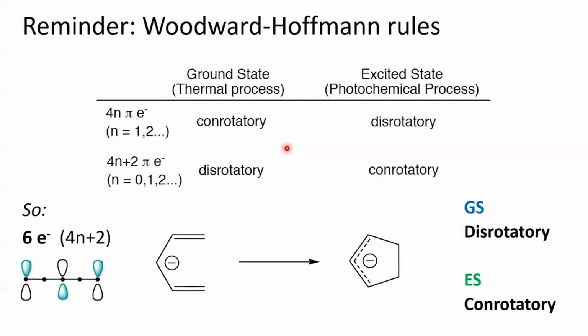But if we're dealing with the anionic version of a 5 atom pi system, now we're dealing with 1, 2, 3, 4, 5, 6 electrons in our pi system. That categorises it as a 4n plus 2, whereby n is equal to 1. And under thermal conditions, that means that that process has to proceed by a disrotatory ring cyclization mechanism.